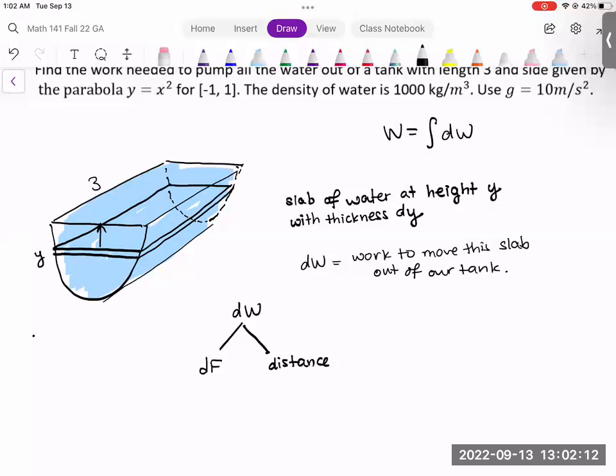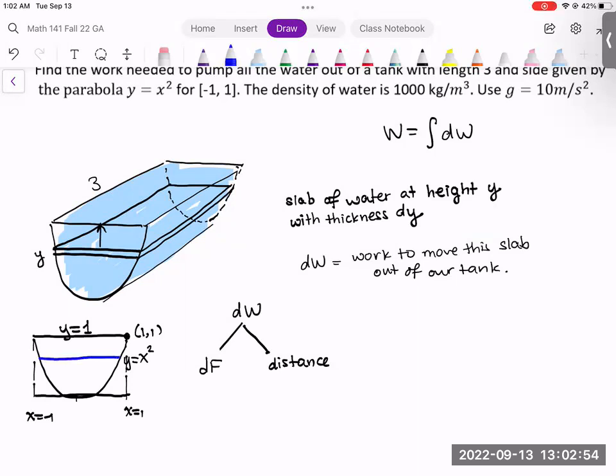Okay. And it helps here to have a side view of what's going on. So here's a side view. This is the parabola, y equals x squared. And it's going from -1 to 1. X equals 1. X equals -1. And if we take a look right where this height should be, then this point is at 1, 1. Okay, so this y value is y equals 1. And so our slab is at height y.